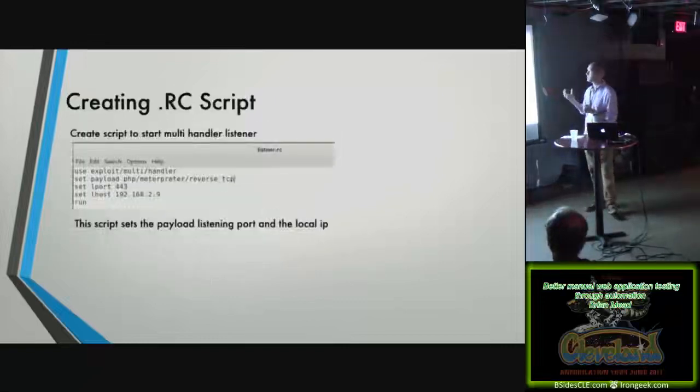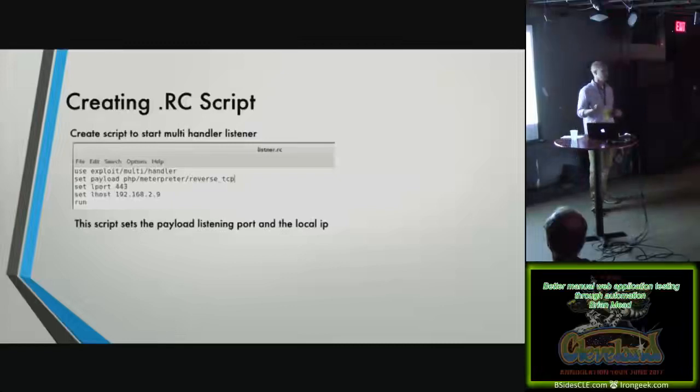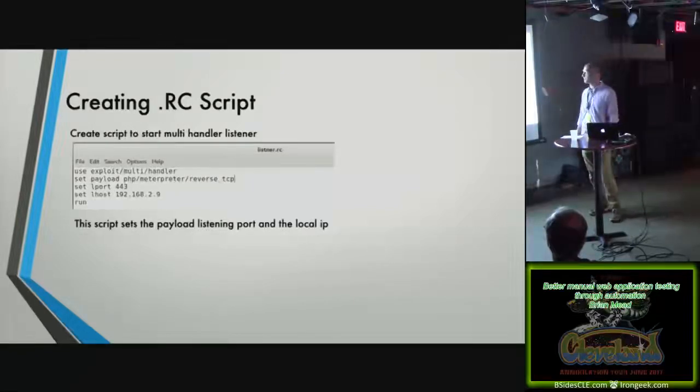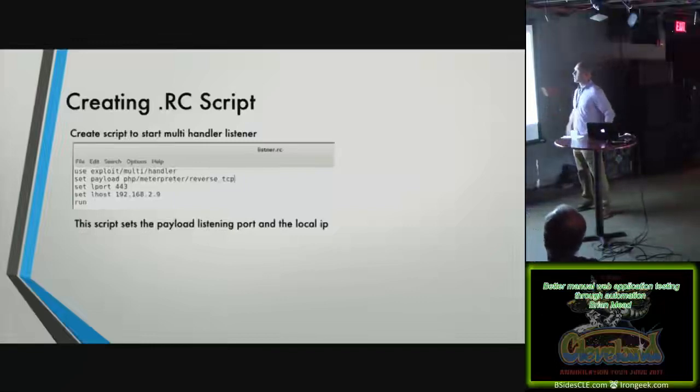So again, this is a simple example to get us started. This is a .rc or resource file. One of the common things that I do on an engagement is set up a listener, right? Because everything is spawned through a reverse shell, because who has a firewall open that will accept new connections and not have them be a reverse shell? So I find myself doing this a lot. I've got to set up my handler, select my payload, and set my port and my IP address. So this is a script that I created that does that for me.